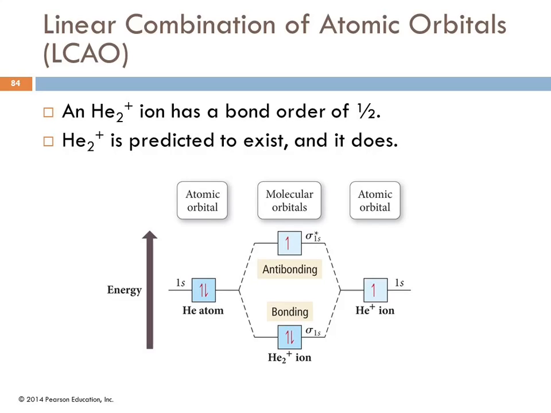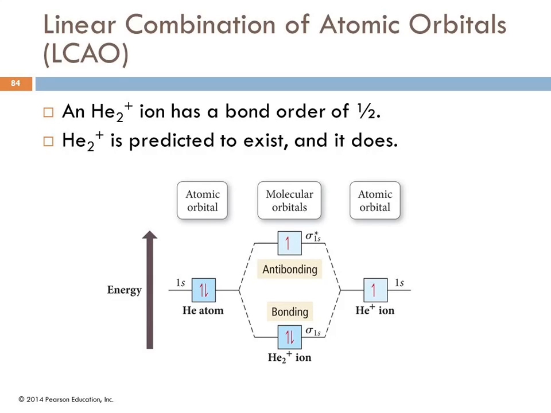How about He2 plus, a diatomic ion of 2 helium atoms? Well, we've got the same atomic orbitals to start with. We're going to end up with the same molecular orbitals, but now there's only 3 electrons, because He2 plus has a positive charge because it's missing 1 electron. So there'll be 2 down here and 1 up here.